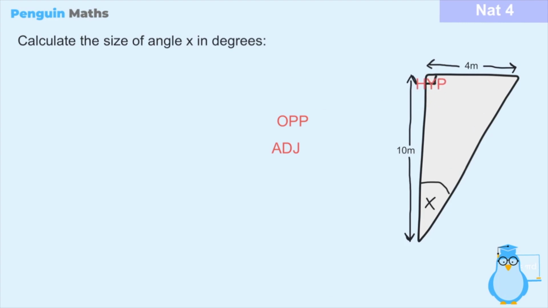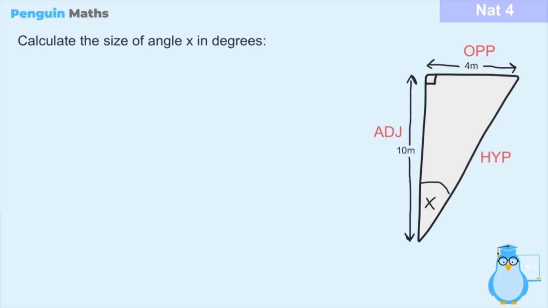We know that the hypotenuse lies opposite the right angle, so that's going to be this side. The opposite lies opposite the known angle, or in this case it's the angle we want to figure out, so this is angle x, therefore that's going to be the opposite. And the adjacent is the other side that lies next to both the right angle and the known angle.